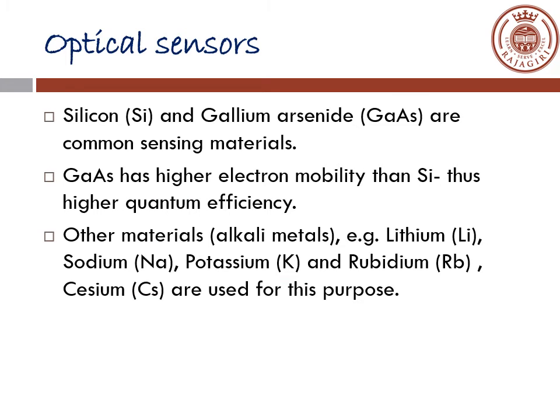The optical sensors are fabricated using silicon or gallium arsenide. These are the common materials used for optical sensor fabrication. Out of silicon and gallium arsenide, gallium arsenide has higher electron mobility compared to silicon. And the other materials used for optical sensor fabrication are lithium, sodium, potassium, etc.